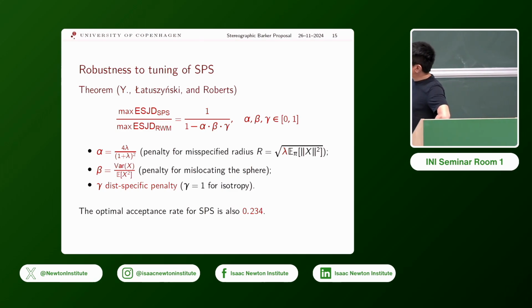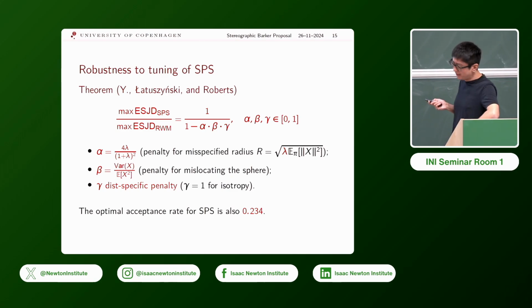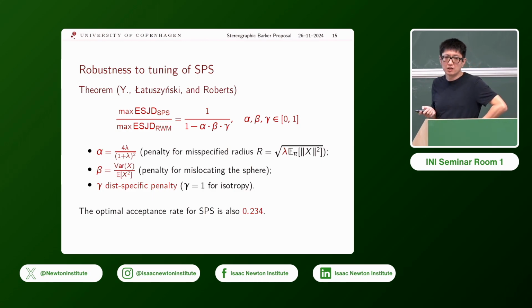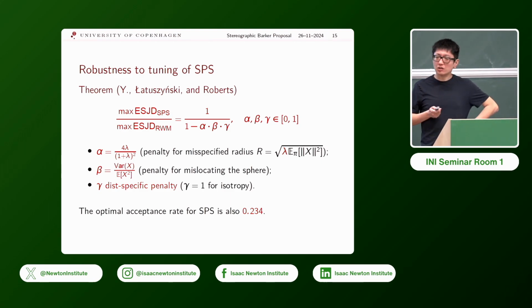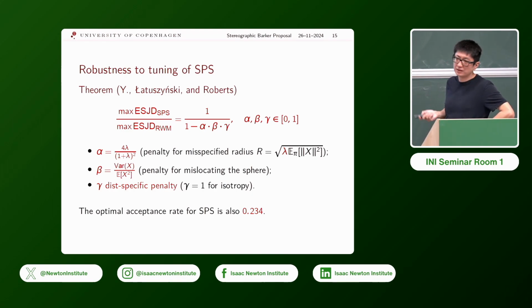And what is beta? Basically, beta is a penalty for mislocation of the sphere. It is basically a variance divided by the second moment. So you know the variance equals the second moment if the mean is 0. So that corresponds to the target having mean 0, or you put the sphere at the mean of your target. If you don't do that, you choose a location of the sphere which is not optimal, then you suffer by some factor beta, which is just the variance divided by the second moment.